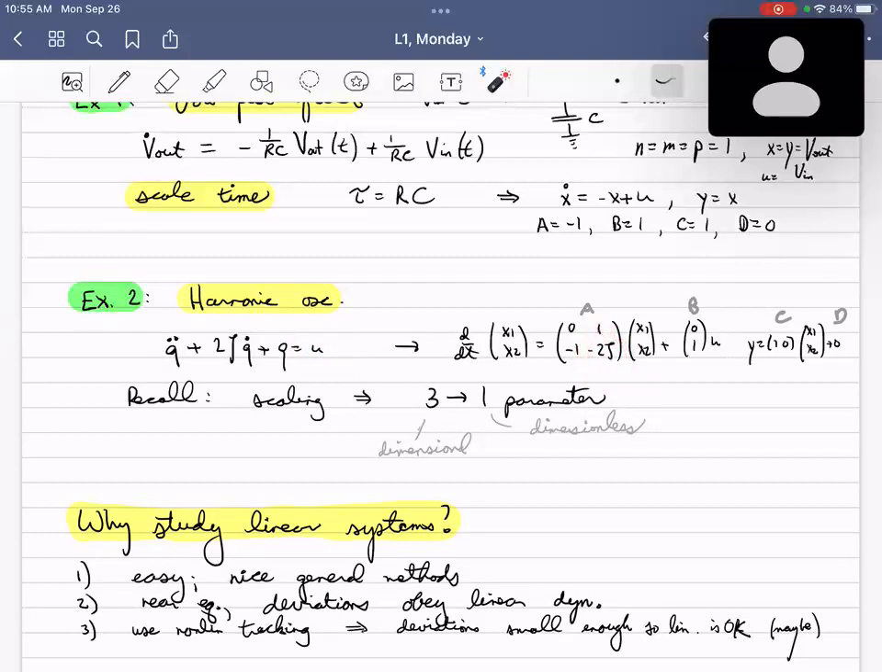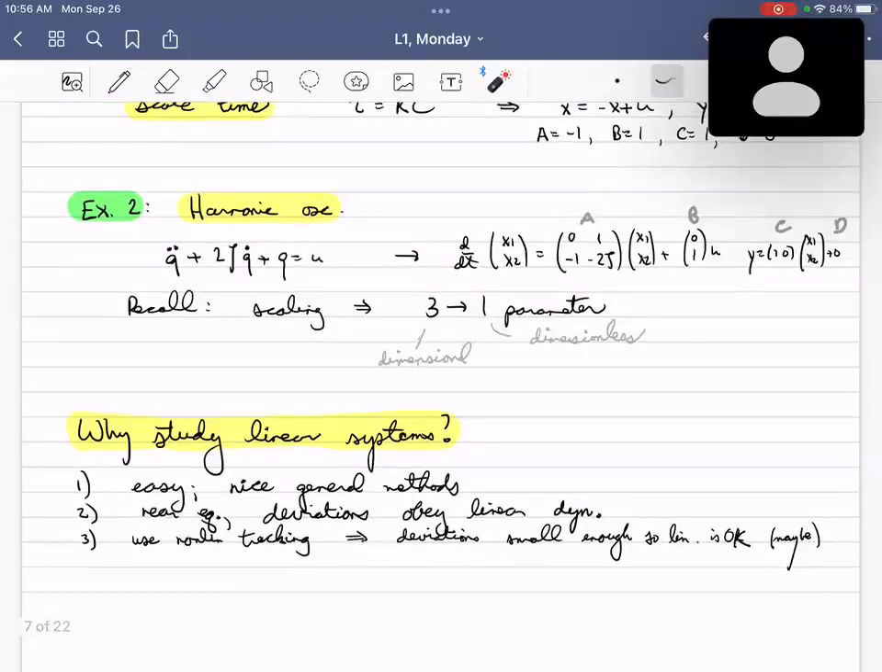That's our A matrix. The B matrix is 0, 1 because the U is affecting the equation for d by dt of Q. Q double dot is d by dt of Q dot, which is d by dt of X1, or d by dt of X2, sorry. And so it enters in as a 0, 1. If we observe the velocity or position, as I mentioned before, C will be the row vector 1, 0, and then again, D is 0. So this is again mapping something that you've already seen onto this language of engineering systems theory.